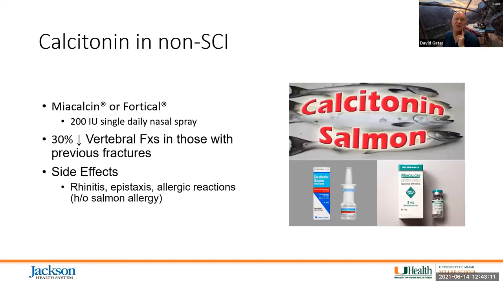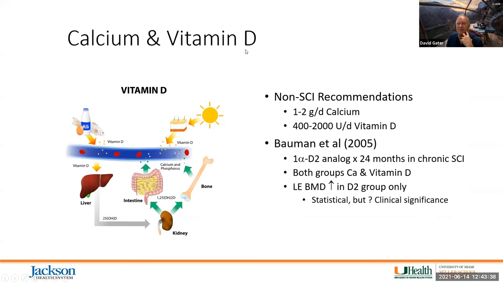So calcitonin in the non-spinal cord injured population has been demonstrated to reduce vertebral fractures in those with previous fractures, but does have some side effects. We are still looking to see if it's going to be effective as a long-term treatment, but probably not because of the side effects for folks with spinal cord injury. There are recommendations for supplementation of calcium and vitamin D, particularly for those at risk.